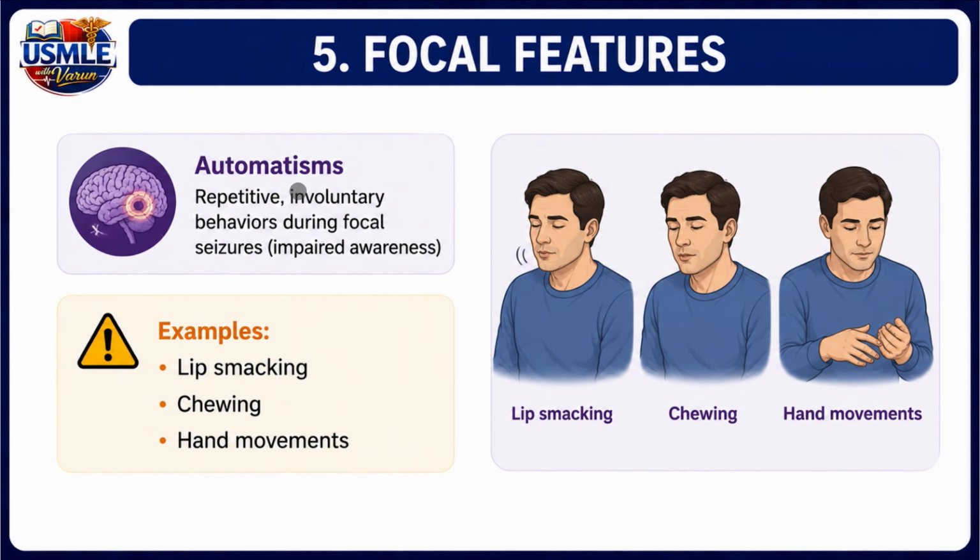One of the classic features of focal impaired awareness seizures is the presence of automatisms. Automatisms are repetitive involuntary movements or behaviors that occur during focal seizures and serve no purpose. Common examples include lip smacking, chewing movements, repetitive hand movements, and repetitive swallowing.